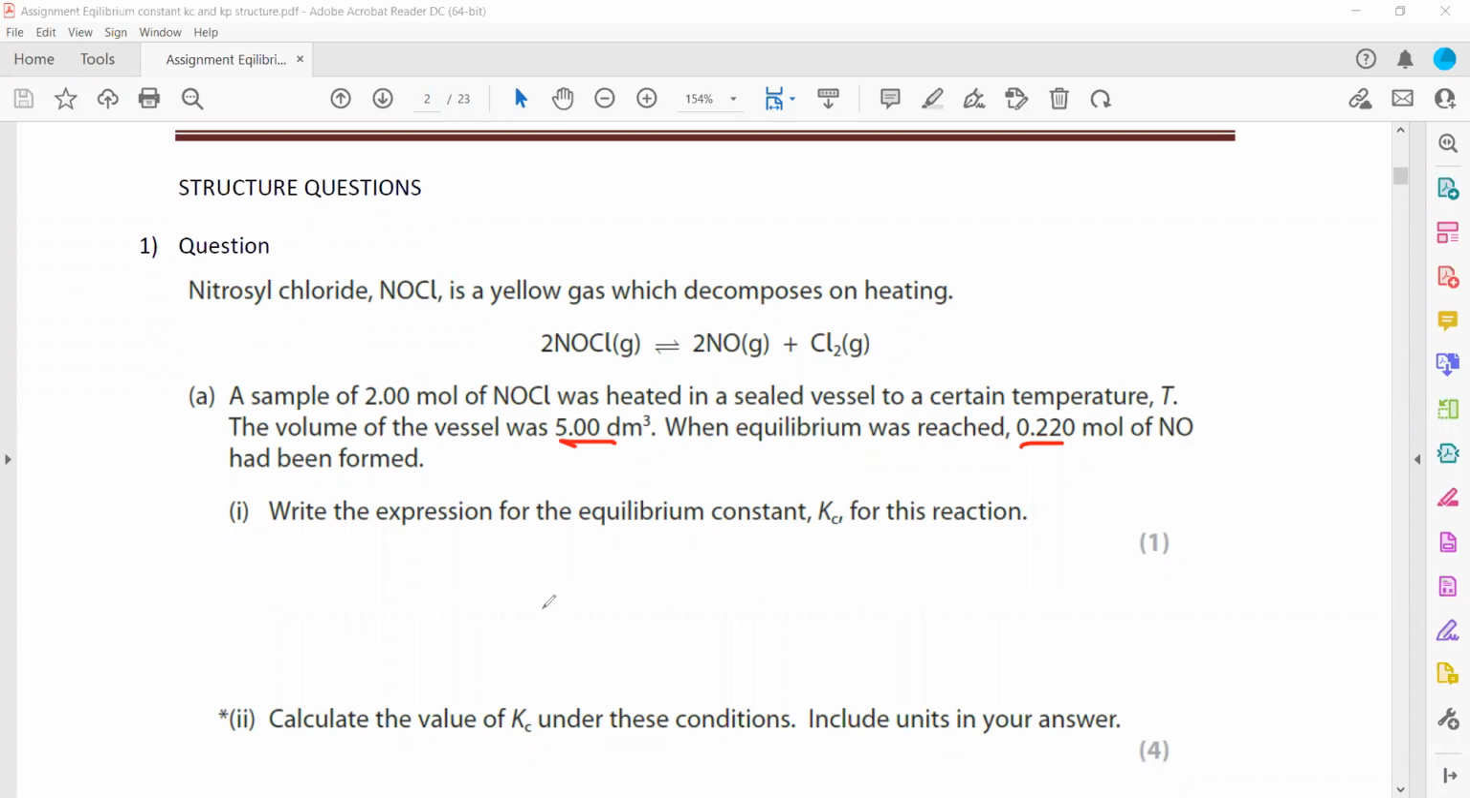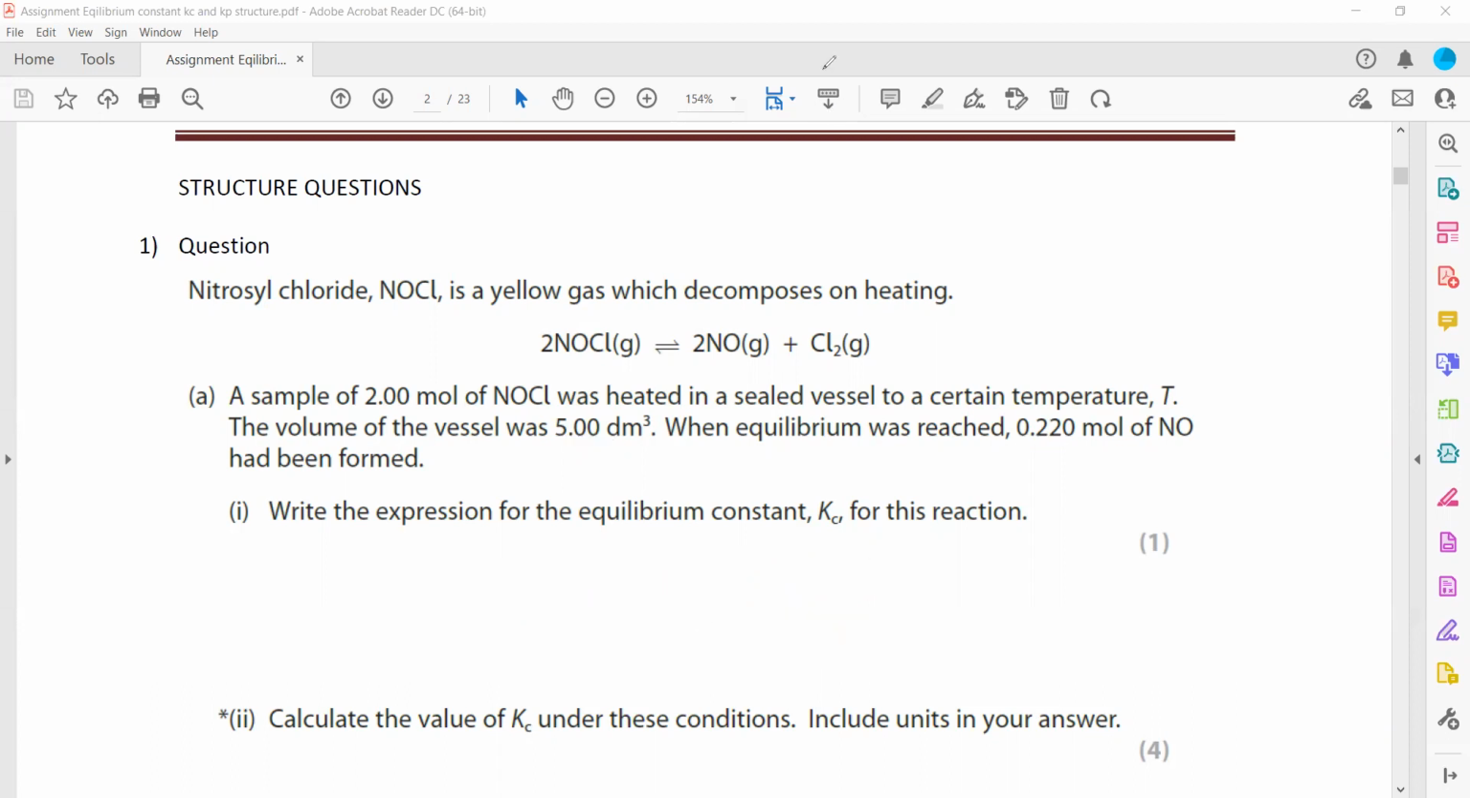So Kc is the concentration of the products divided by the concentration of the reactants. And this is a homogeneous equation, like all the reactants and the products are in the same state, so we have to include all of them. Kc is equal to NO raised to power 2, the concentration of chlorine, and then divided by the concentration of nitrosyl chloride, NOCl, raised to power 2. So this is the expression.